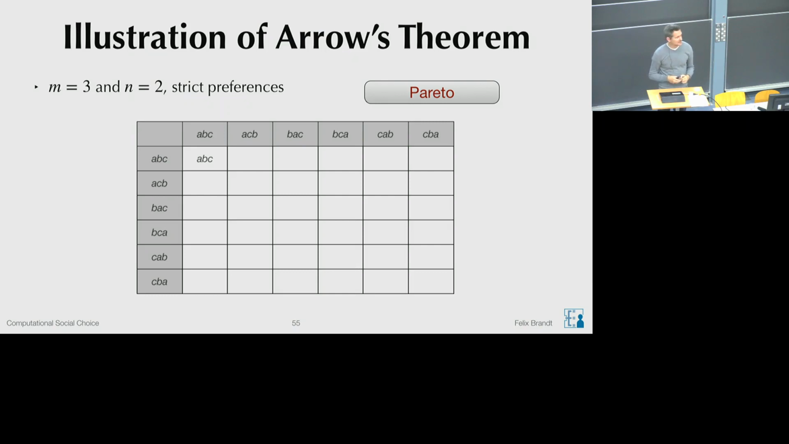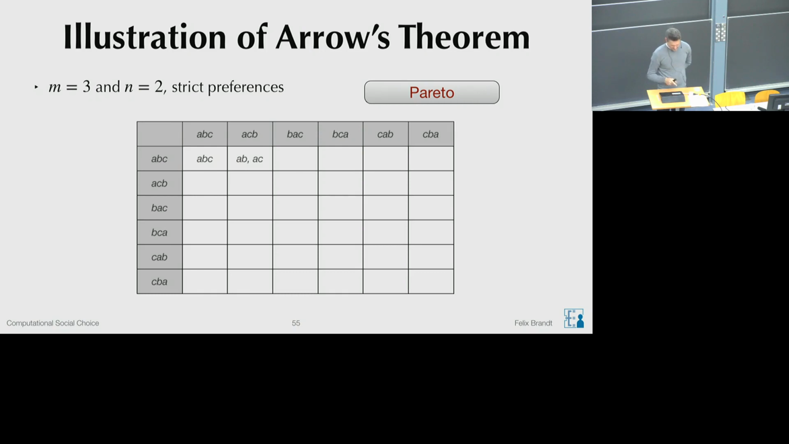Exactly, A is preferred over B because both voters prefer A to B. And at the same time, A is also preferred to C because both voters prefer A to C. But that doesn't completely specify the collective preference relation because we don't know how these two voters rank alternatives B and C. So that is left open here, and that is what is meant by this comma here. We know A is preferred to B and A is preferred to C, but we don't know anything about the ranking of B and C.